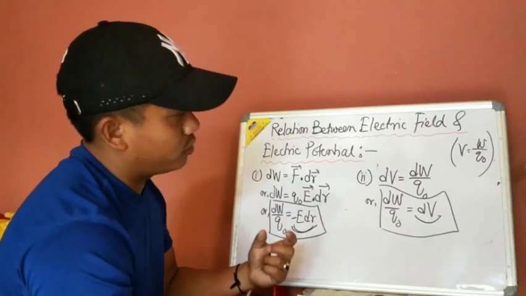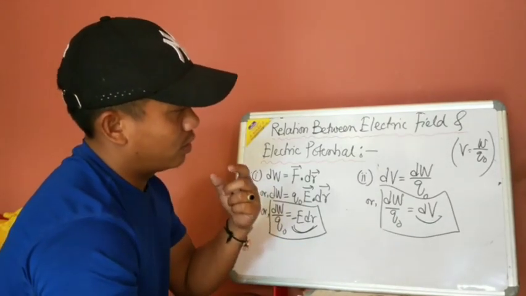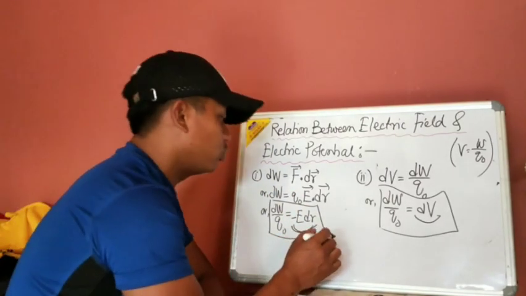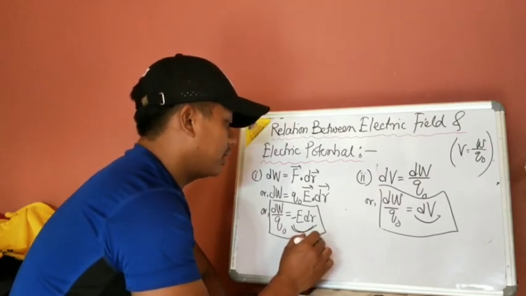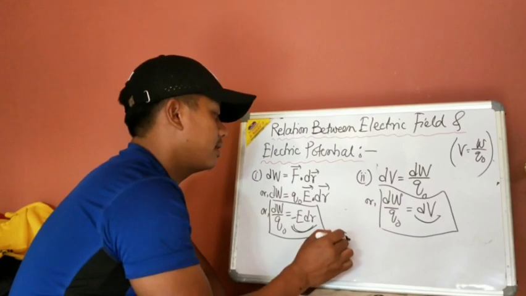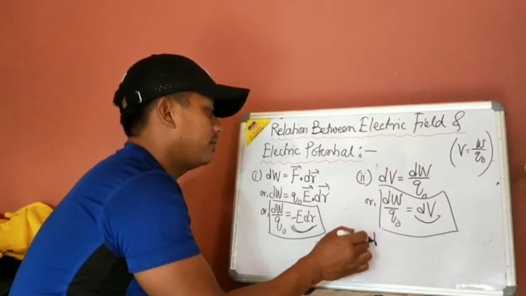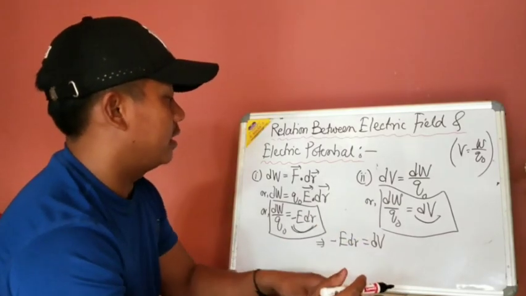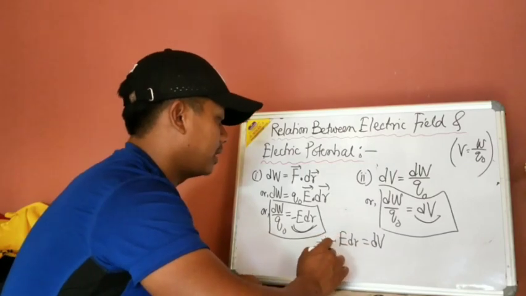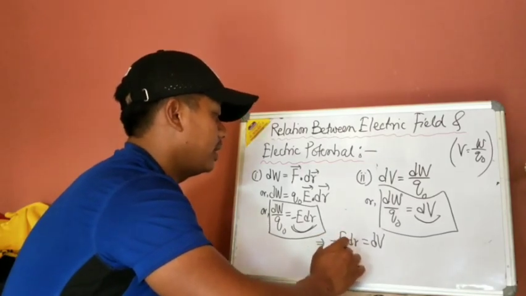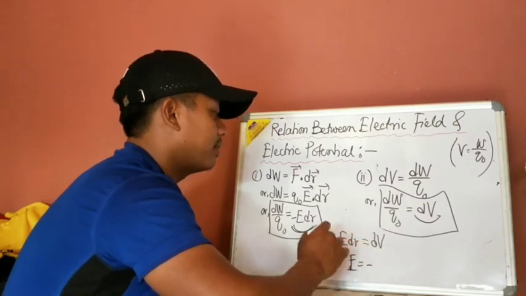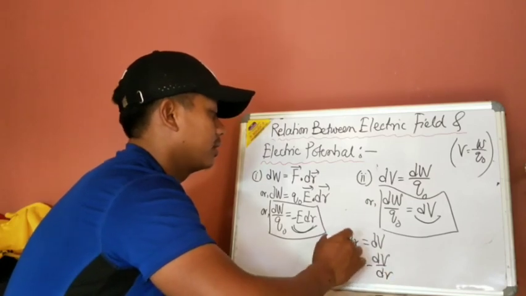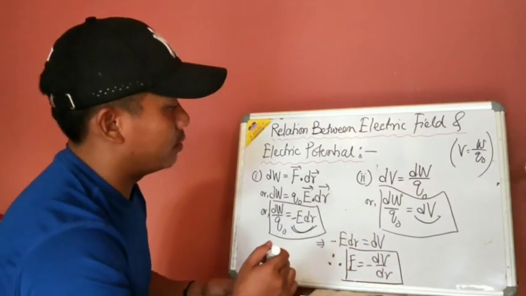If in two equations the left sides are equal, then the right sides must be equal. So comparing the above two relations, what you are going to have is minus E dr is equal to dV. Therefore E is equal to minus dV by dr.